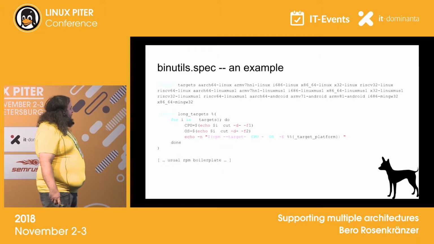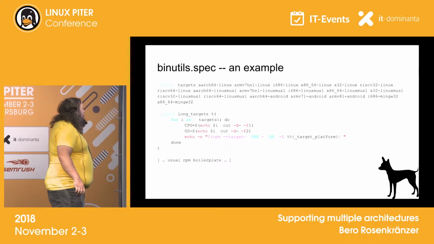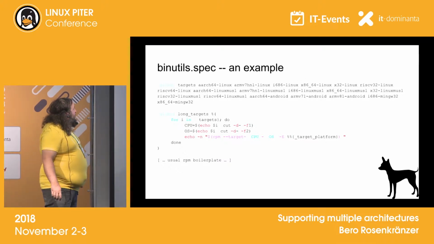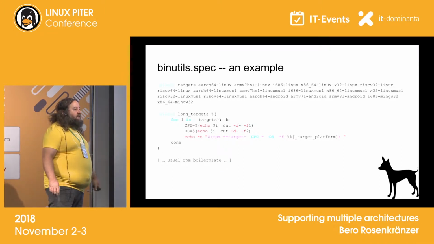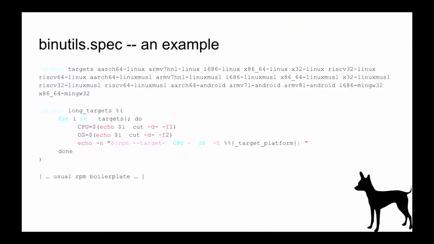So here's an example of how we did it. We are just adding a line on the top that defines the targets as a list of all the architectures we want to support. You can see that this is actually a few more than I've listed in the presentation title, because we also support targeting different libcs. I mean, our standard libc is glibc, like what everyone else is using too, but we can also support more minimalistic systems that are built on top of the Android libc or musl libc.